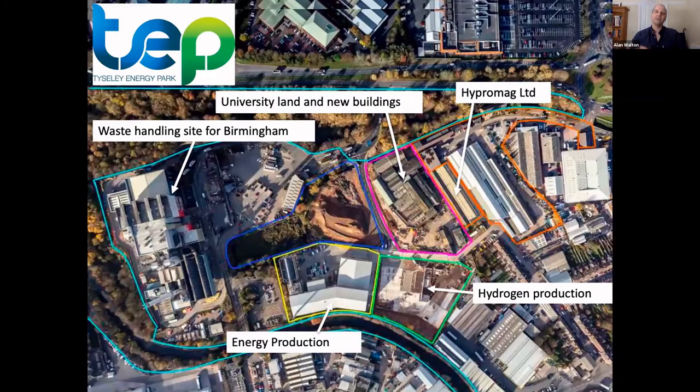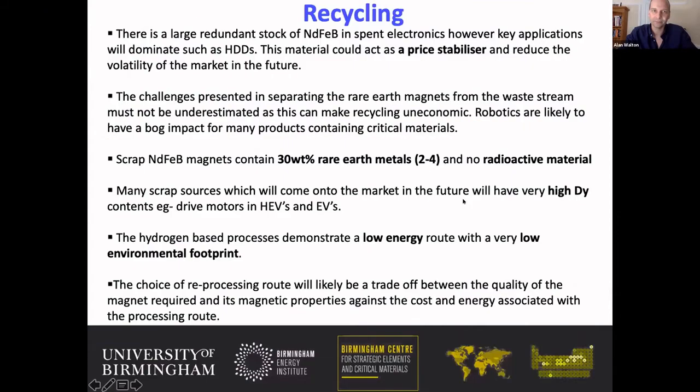And what we aim to do is scale that process at a site which is about 4 miles from the university up to 100-ton level, to give you an idea, with Hypermag. And it's going onto this site. So the whole of this site at the Tyseley Energy Park is being used for clean energy development and recycling. There's bioproduction of energy. There's a hydrogen production facility on site from waste, and that will all be used in the processing of magnets on this facility.